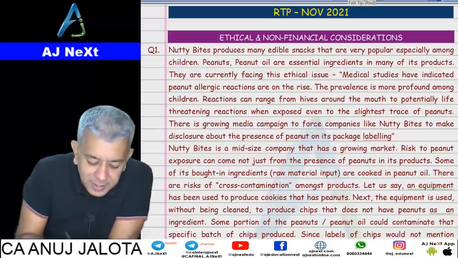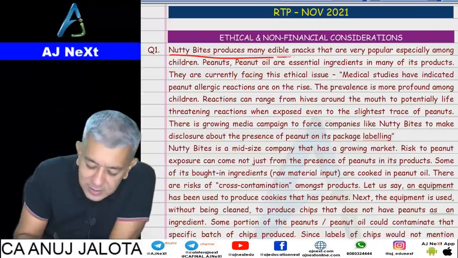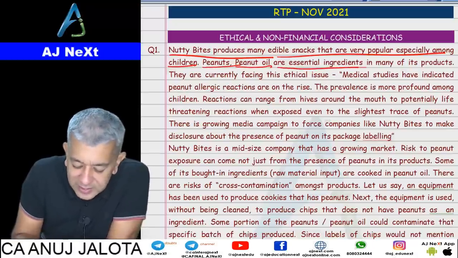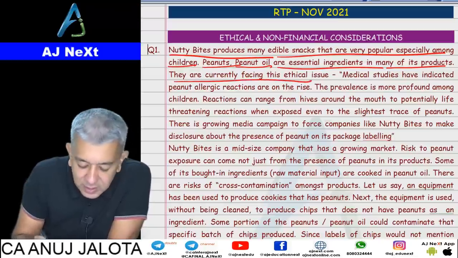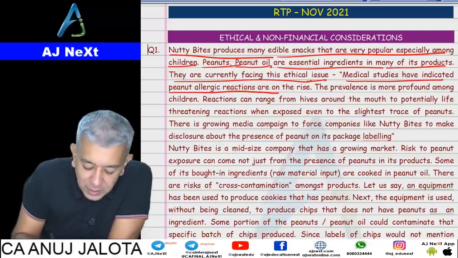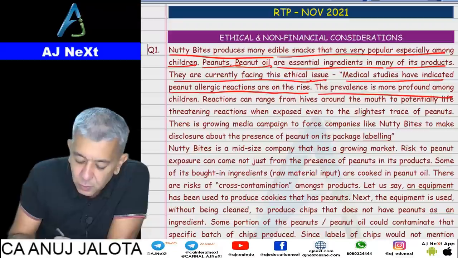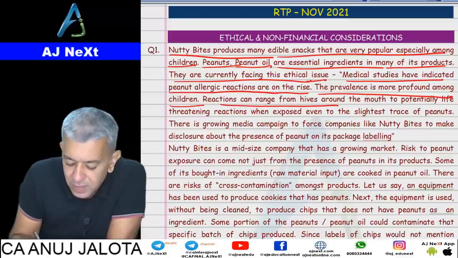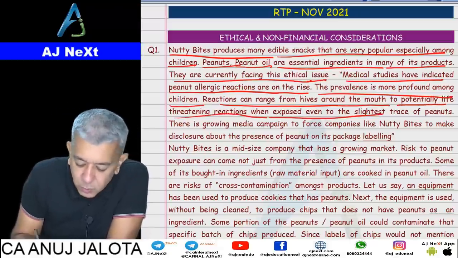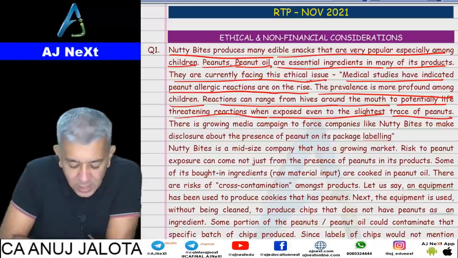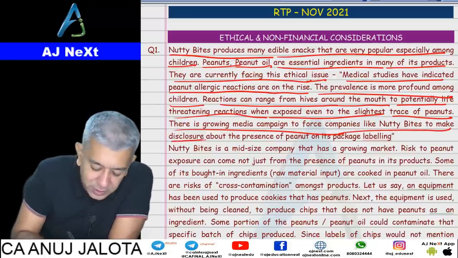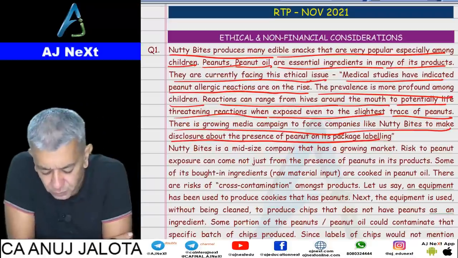So let's start. Nutty Bites produces many edible snacks that are very popular, especially among the children. Peanut oil is an essential ingredient in many of its products. They are currently facing this ethical issue. What ethical issue? Medical studies have indicated peanut allergic reactions are on the rise. The prevalence is more profound among the children. Reactions can range from hives around the mouth to potentially life-threatening reactions when exposed to even the slightest trace of the peanuts. There is a growing media campaign to force companies like Nutty Bites to make a disclosure about the presence of peanut on its package labeling.